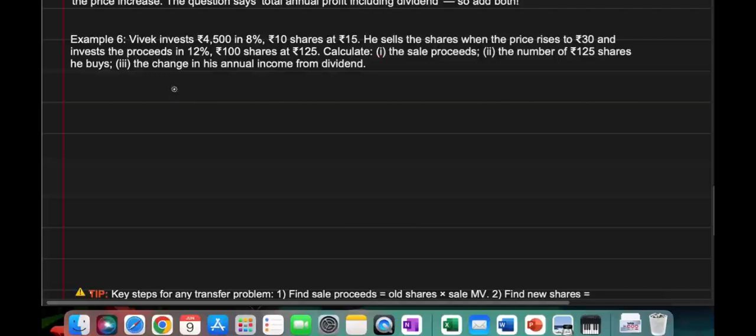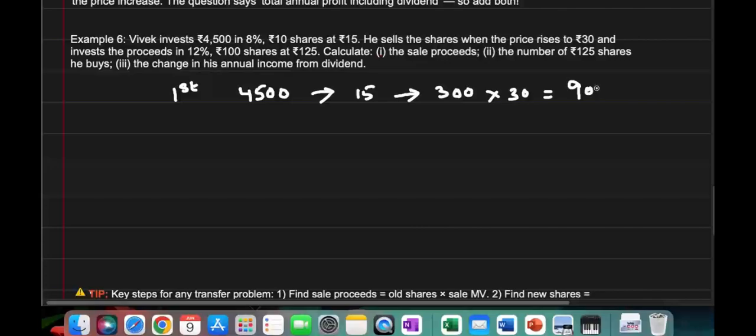First, in the first stage, he invested 4,500 in a 15 rupees share. That's why he got 300 shares, and he sold it at 30 rupees. So he got 9,000 rupees. Understood? So 4,500 to 9,000. This was the first leg.